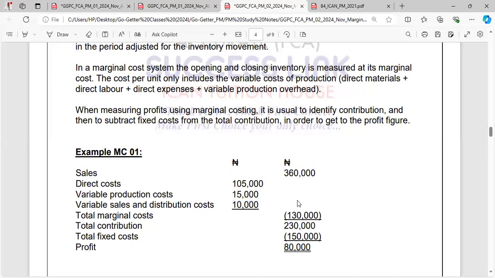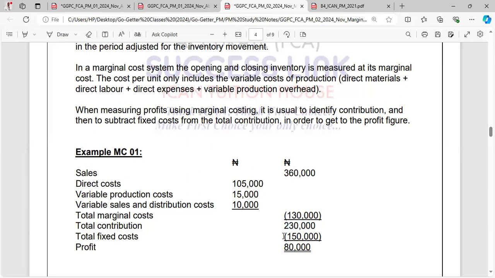We can never have variable admin costs. Admin cost is always fixed. So when you add all these three together, you are now having 130 as our total marginal cost. They are marginal costs in the sense that they are all variable in nature. When you remove this marginal cost from the sales, you have contribution. So note here, total sales minus your total marginal cost or total variable cost gives you total contribution. Now you are asking yourself, is this contribution enough to cover my fixed cost?